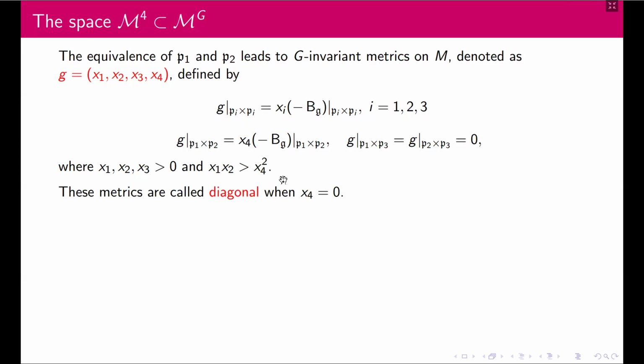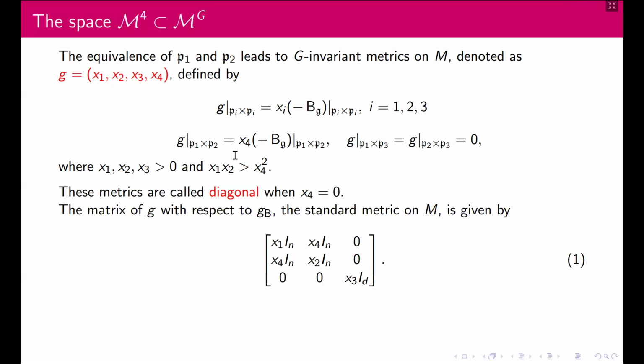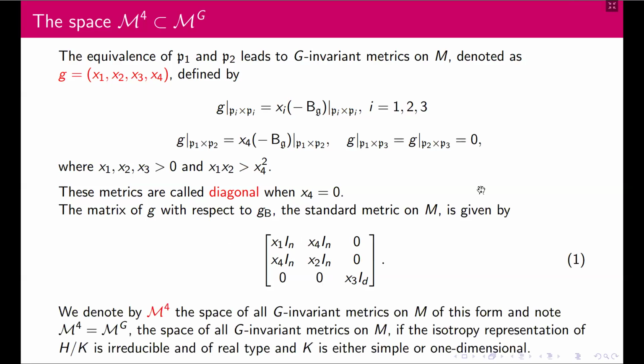The conditions on the constants defining the matrix are just to make it positive definite. These metrics are going to be called diagonal when x4 is equal to 0. If we see a representation of this metric as a matrix with respect to the standard metric on M, we see this. That's why when x4 is equal to 0, we have diagonal metrics. Here I is the identity, n is the dimension of H over K, and d is the dimension of K. So we can define metrics of this form on these homogeneous spaces.